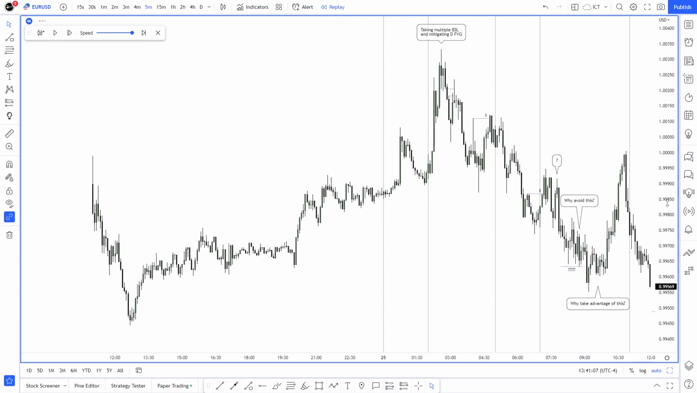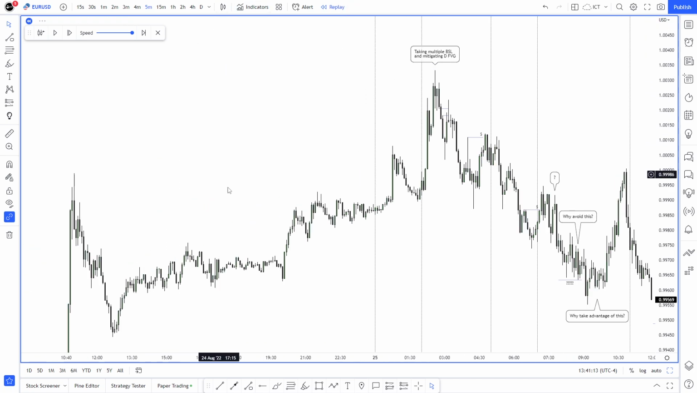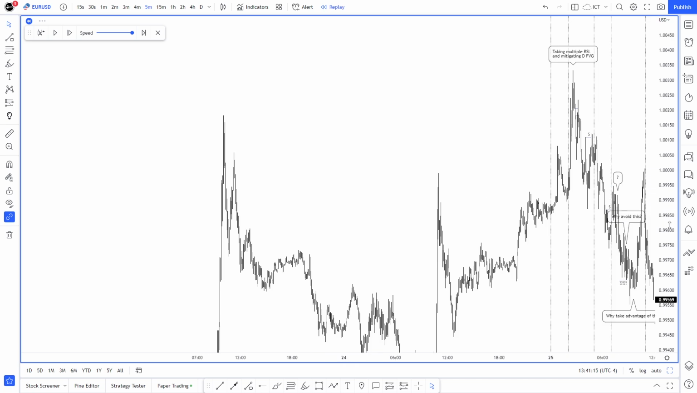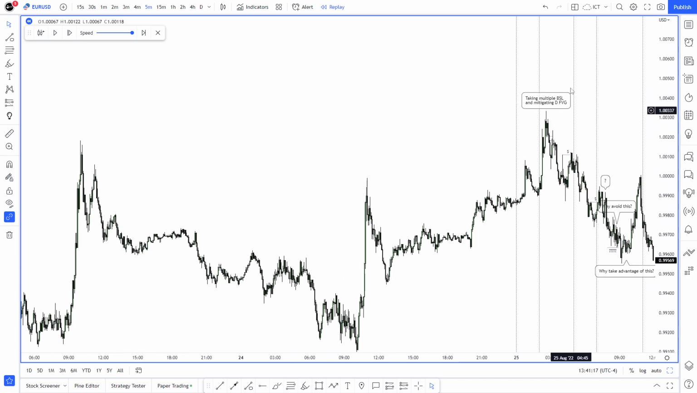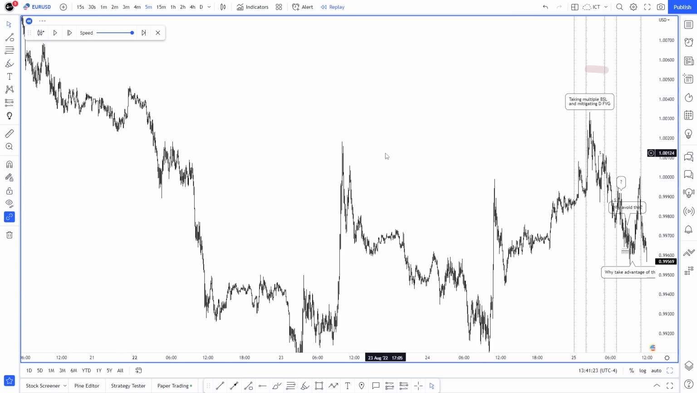Moving on to Thursday's price action. Okay, let's just look at it from here. This is London, right? This little box here, let's just put it. This is London. Look at the move that it does as soon as it begins.